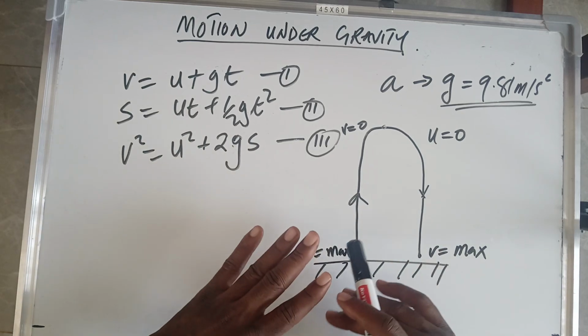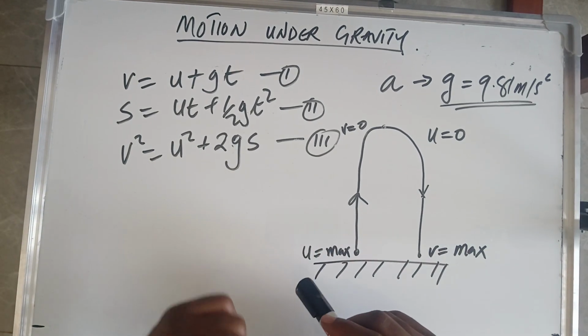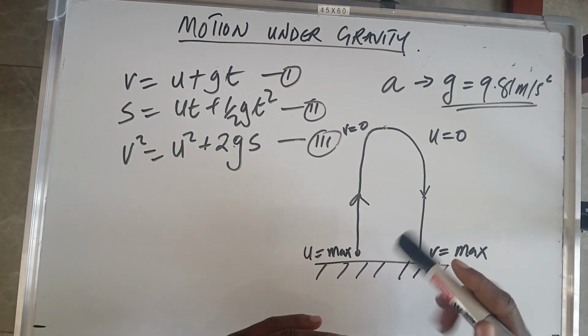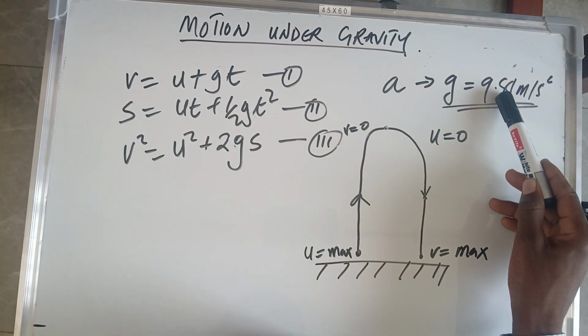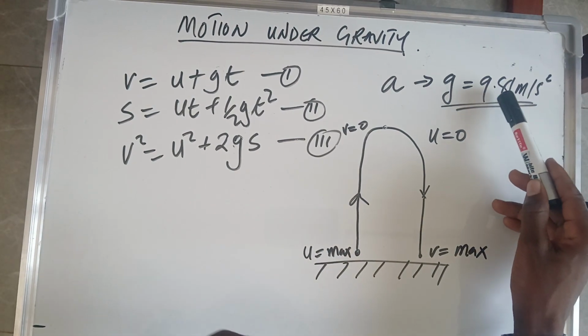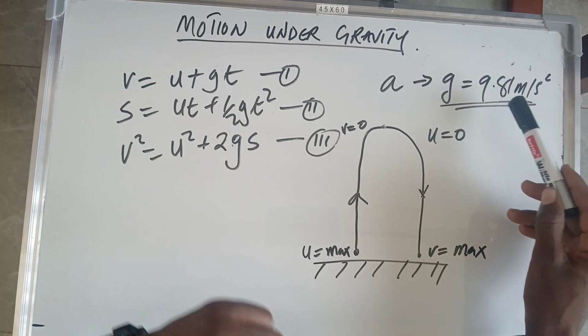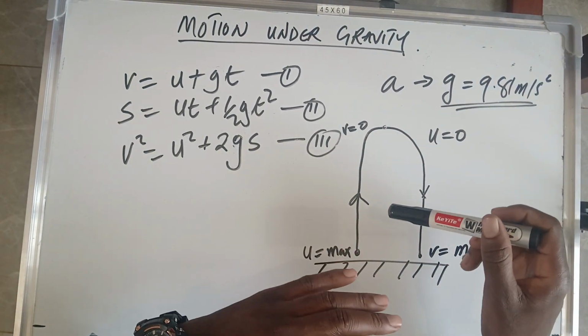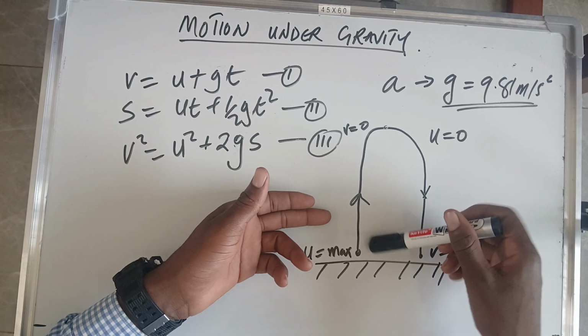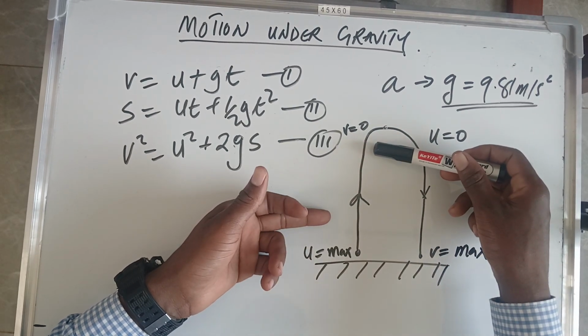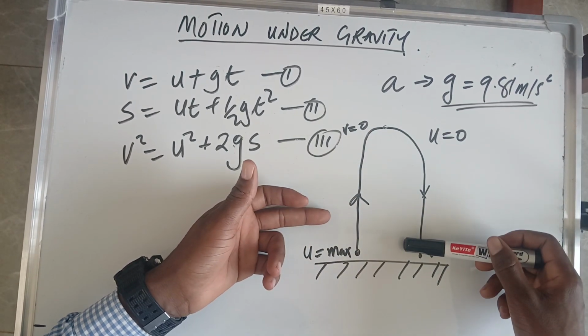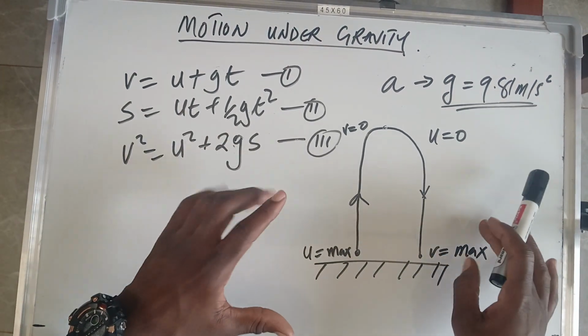We neglect air resistance. So those must be noted. Number 2, acceleration is a vector quantity. So you need to give it some direction. You can't just say when it's going up it's 9.81, when it's coming down it's 9.81. You need to define your Cartesian graph here.